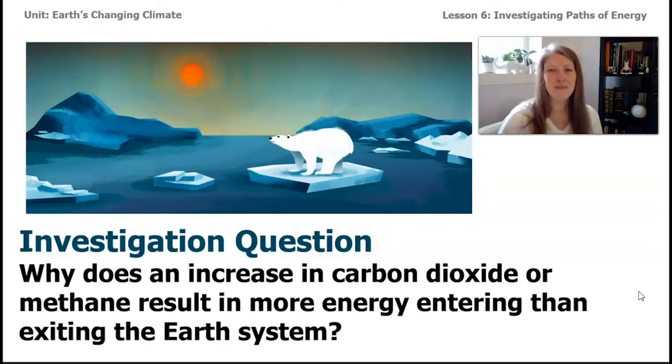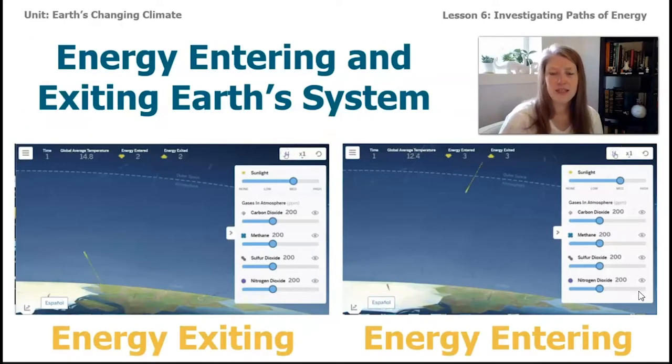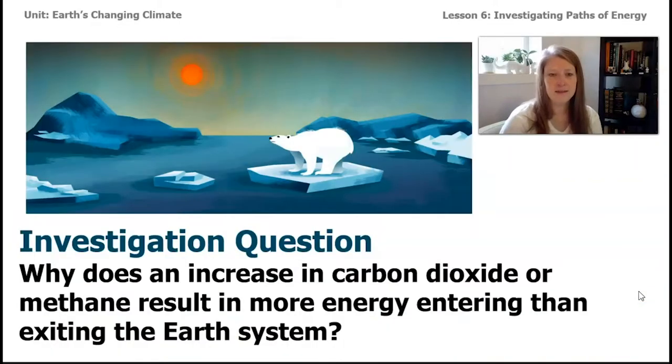Like, what is it specifically about carbon dioxide gas that makes more energy stay in Earth's system than be able to exit? And when more energy is entering Earth's system than is exiting it, just like we can see in these pictures here, the global average temperature goes up, and the ice on the Earth's surface starts to melt. And so the investigation question that we're going to look at today is why? Why does the increase in carbon dioxide or methane result in more energy entering than exiting? And so this is what we're going to really be digging into.